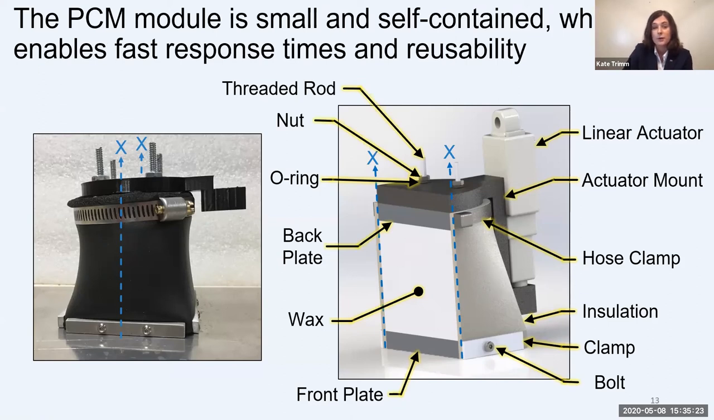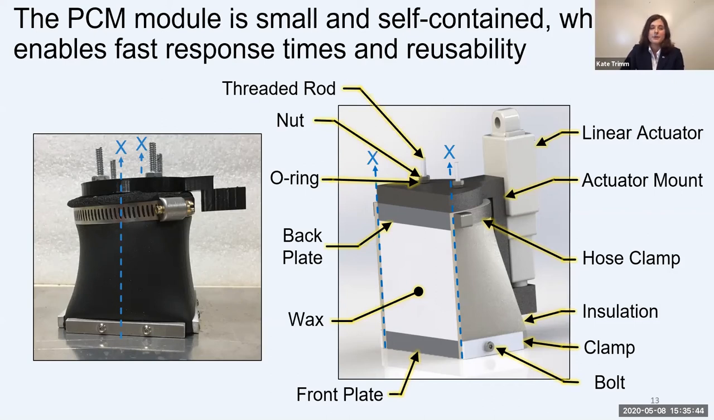We made it a square profile, so this allows the module to function on the entire satellite wall surface. The PCM we chose was paraffin wax. It was chosen because it's very inexpensive and it performs well under cyclic thermal loading. Other PCMs that were considered were hydrated salts, but those are extremely corrosive, so that didn't fit our needs.